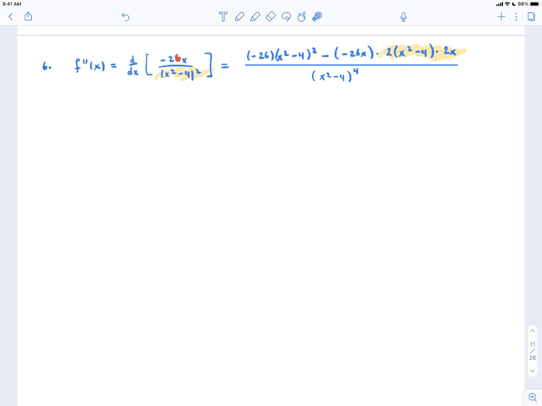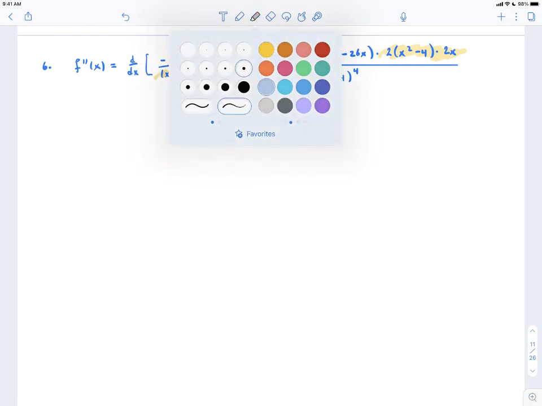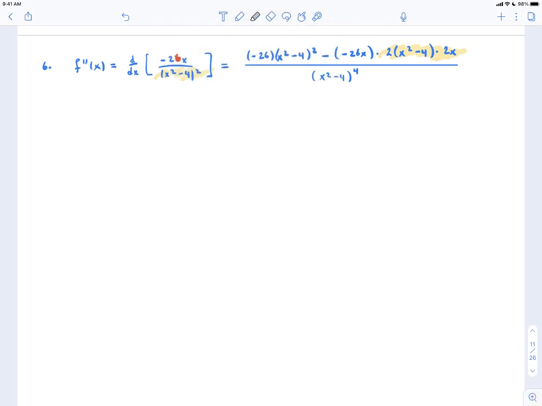Okay, so now what we're going to want to do is simplify this a bit. And let's notice that we can just factor out a few things. There's a negative 26 here and a negative 26 there, so we can factor that out. But also we have an x squared minus 4 here, and we have 2 of them here, so we could factor out one of those. So this is going to be equal to negative 26 times x squared minus 4. All right, so that's what we're factoring out, and then we're going to multiply that by whatever's left behind.